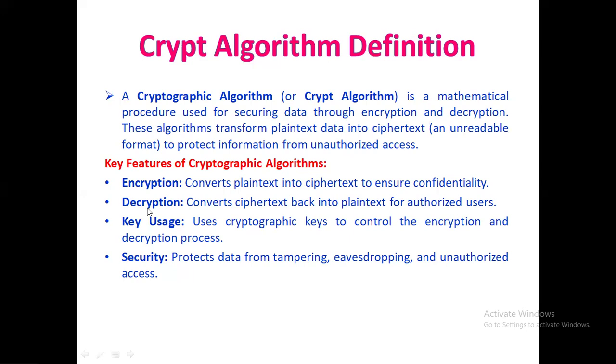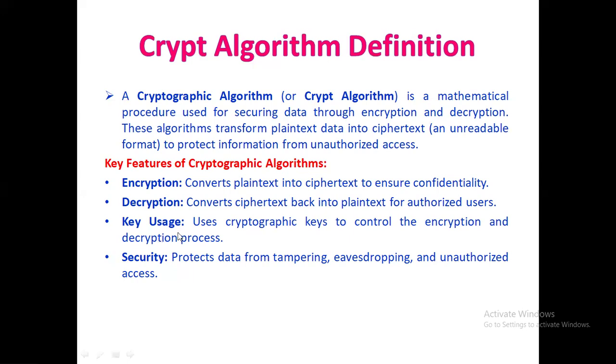Next, decryption. The decryption is the reverse of encryption, where ciphertext is converted back into the plain text. Only authorized users with the correct decryption key can access the original data. This process ensures that the secure information can be transmitted safely and retrieved without being compromised.